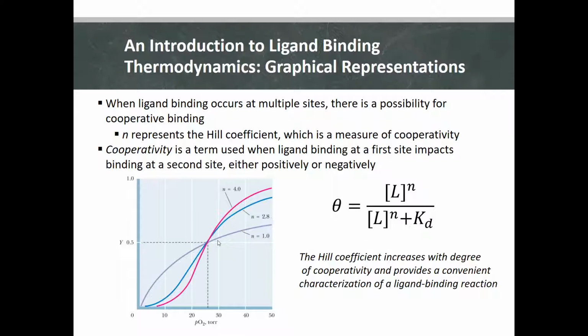So here, when n is 2.8, you see an S-shaped binding curve where at low concentrations there's not a whole lot of ligand bound, but then you see a steep, sigmoidal increase in the amount of ligand bound until you approach full saturation. The Hill coefficient itself determines the slope of that transition. So if the Hill coefficient is 4, you'll see a steeper transition relative to when the Hill coefficient is equal to 2.8. So again, the Hill coefficient is a measure of cooperativity. It tells you to some extent how cooperative ligand binding is.